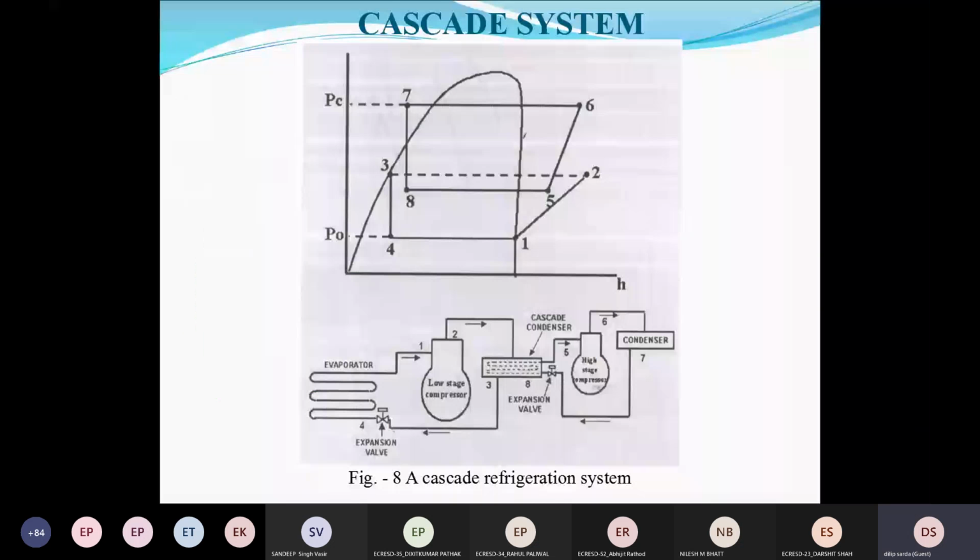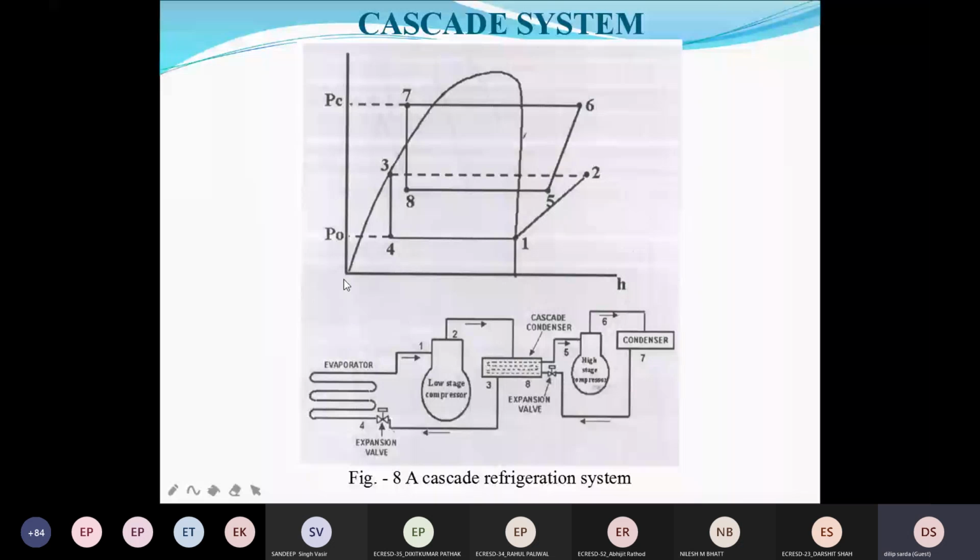Let's see the pH diagram. Here you can see the pH diagram. If this is the ammonia, then ammonia is working here as an evaporator, and this we require to give. The problem is the delta T between points 2, 3 and 5. Both cannot be the same. There we require some delta T for the heat transfer, and that is a penalty in this system.